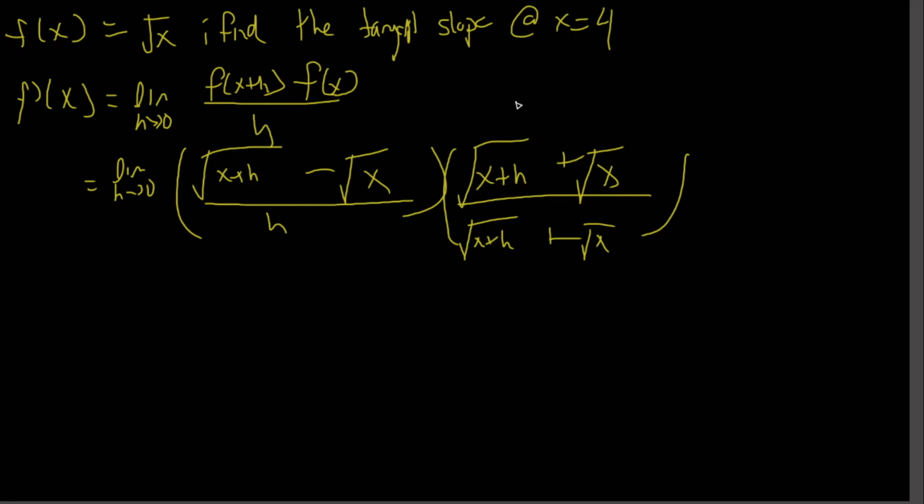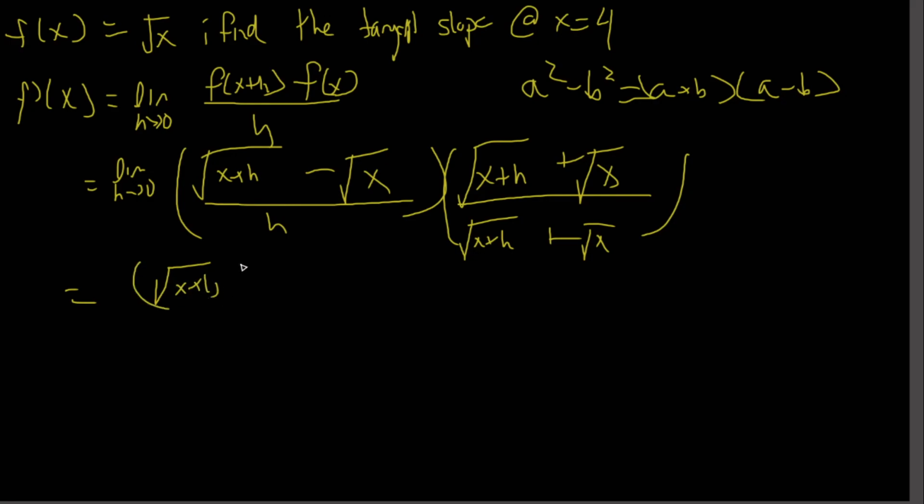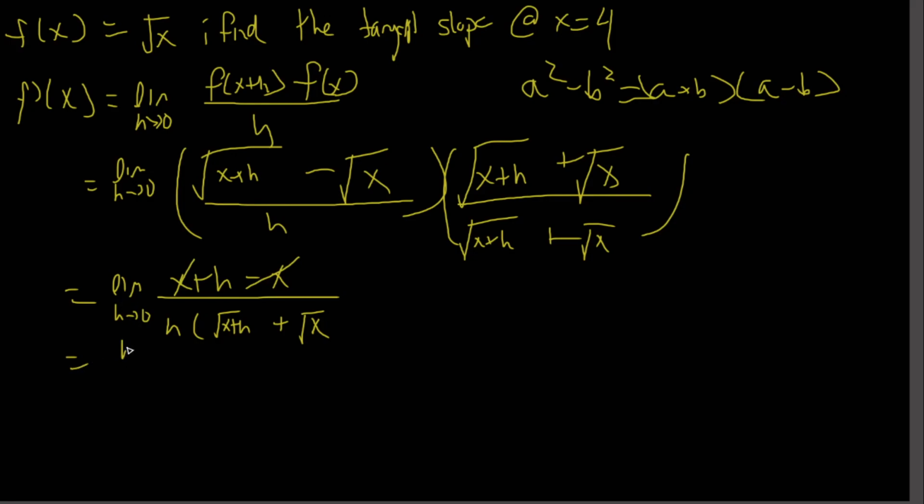And we notice that the top becomes a squared minus b squared, right? Equals a plus b multiplied by a minus b. So this would equal the square root of x plus h squared minus the square root of x squared. I'm just going to cancel out the roots and the squares here, and this would equal x plus h minus x over h times the square root of x plus h plus root x, as h approaches 0. Our x's cancel out here.